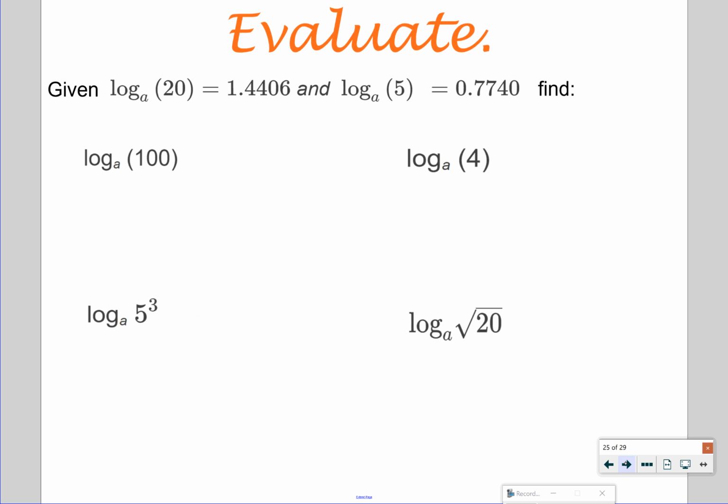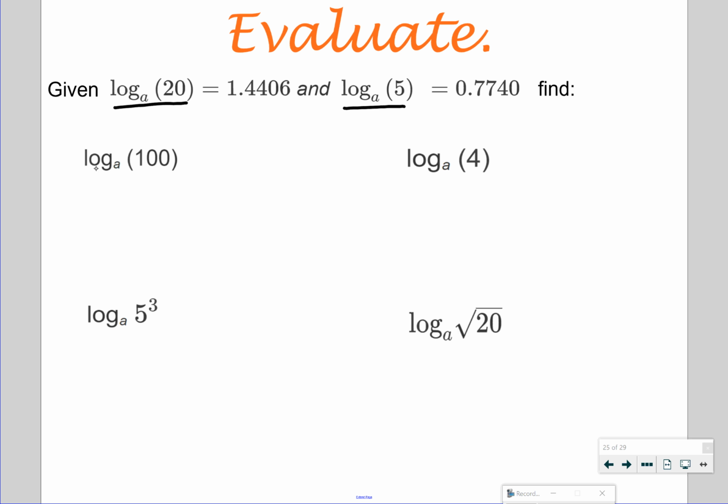Okay, let's try a couple more together here. In this problem, we're given log base a of 20 is this decimal, and log base a of 5 is this decimal. So at the very end here, you'll need a calculator to plug these numbers in, but remember the goal first is to expand completely.